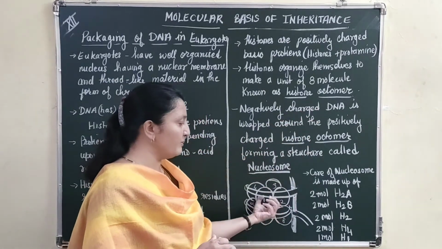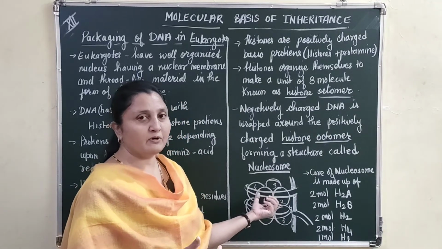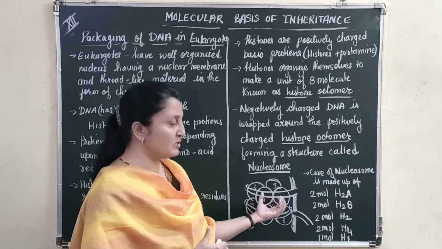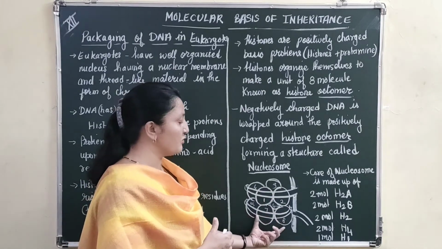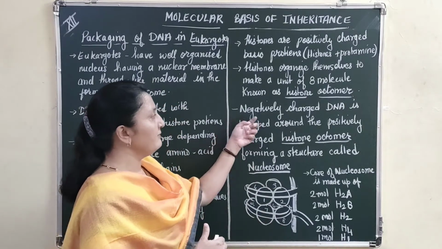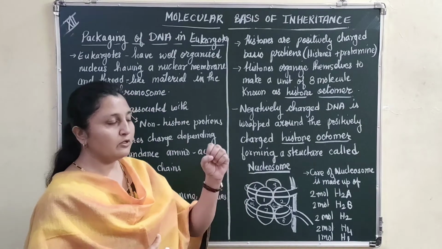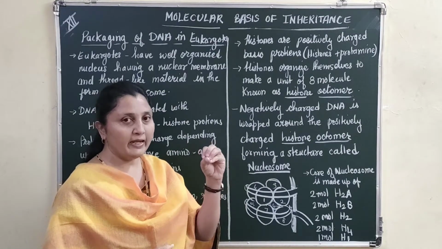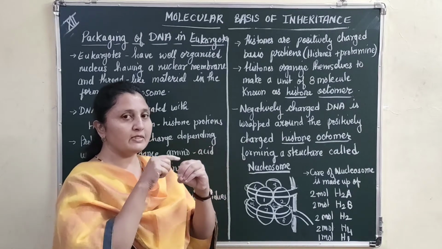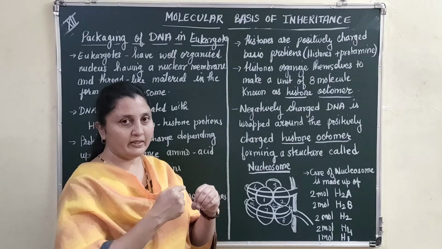So when 8 histones, 4 different types, come together, they form a structure which is called a histone octamer. Negatively charged DNA is wrapped around the positively charged histone octamer. So if this is a histone octamer, a group of 8 histone molecules, the DNA is wrapped on it.